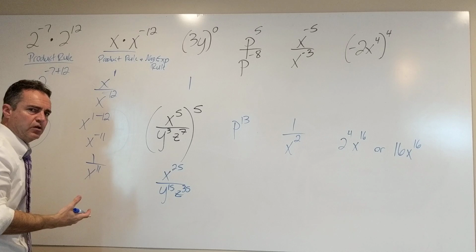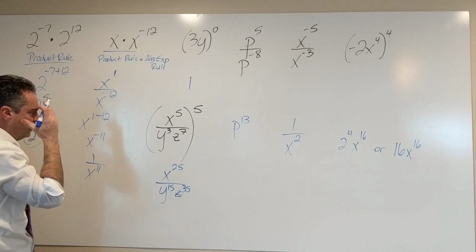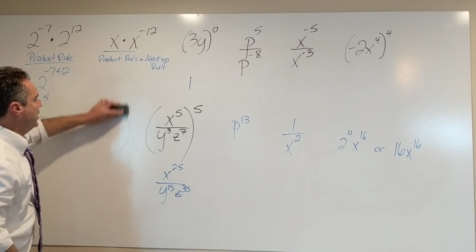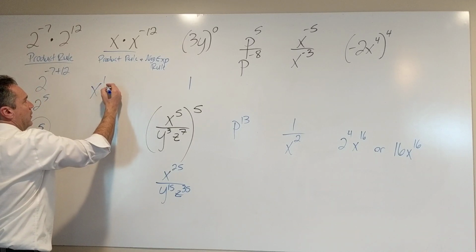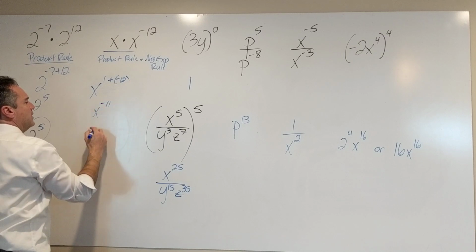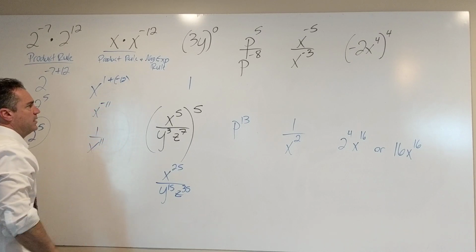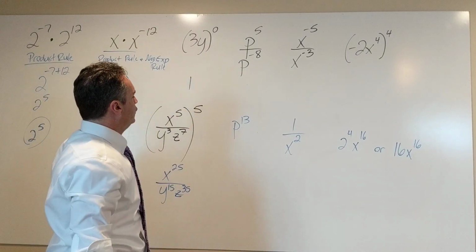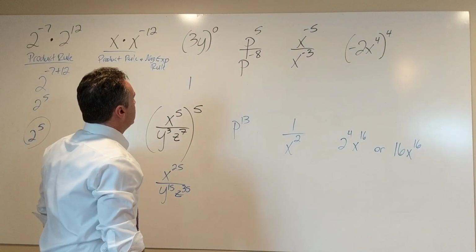You have to sequentially go through a lot more steps to get to 1 over x to the 11th versus just saying, hey, this is x to the 1, okay, plus negative 12, which is x to the negative 11th, and then you can say, hey, it's 1 over x to the 11th. That's awesome.